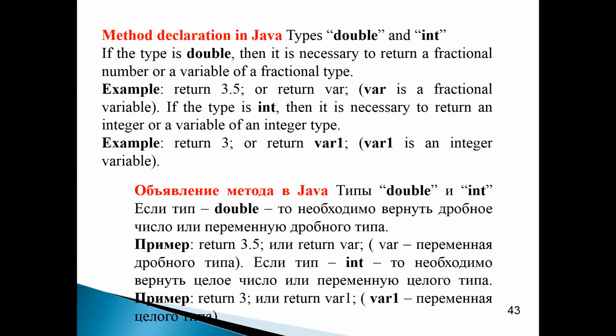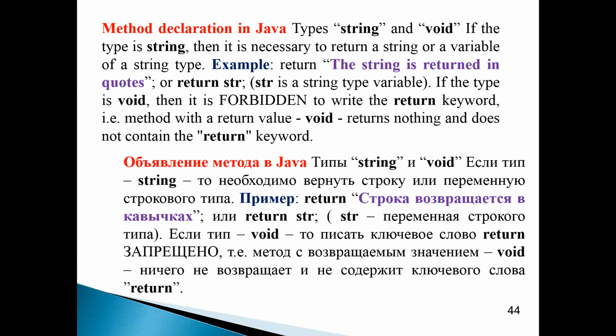If the type is int, then it's necessary to return an integer or a variable of an integer type. Next example, return 3 or return var1. Var1 is an integer variable. Okay. Next slide, guys. Method declaration in Java.